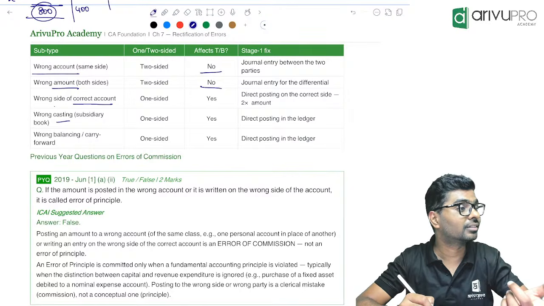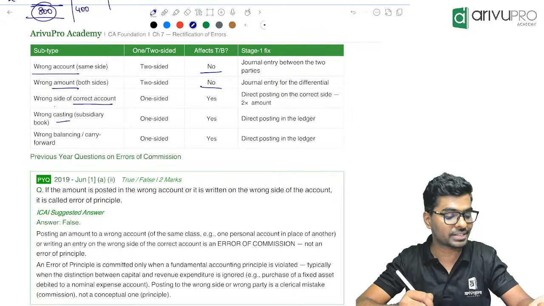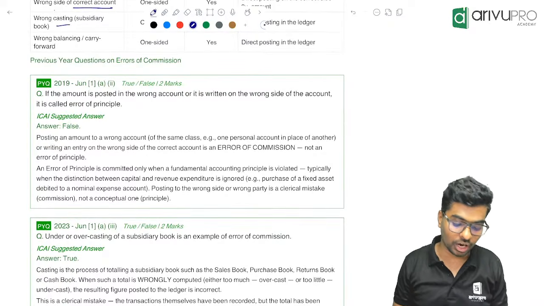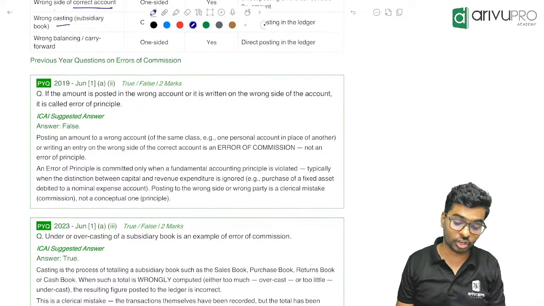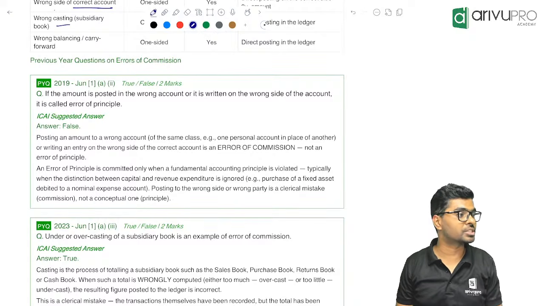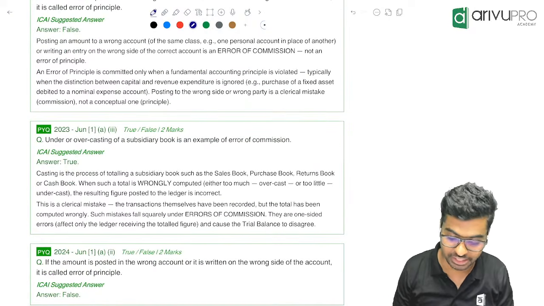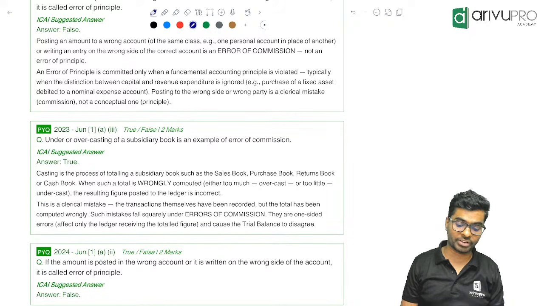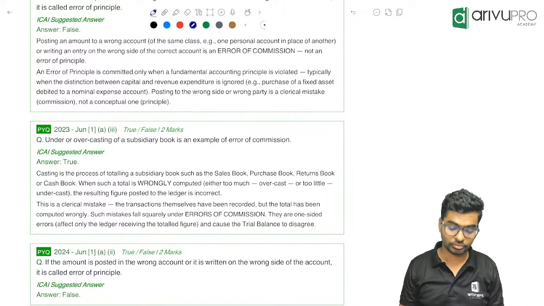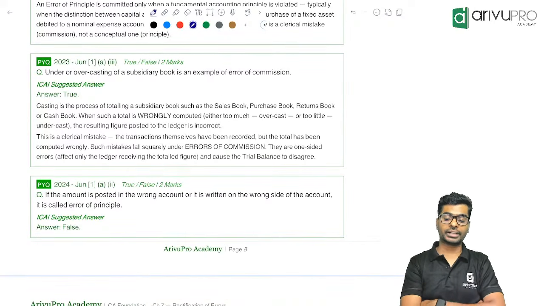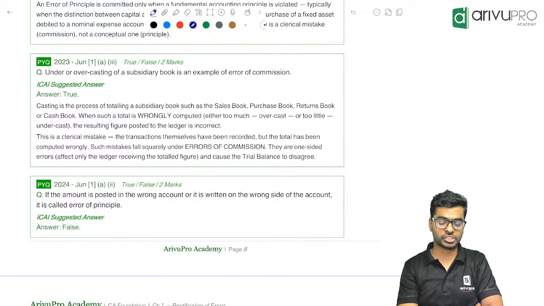Wrong casting, overcasting or undercasting. Then wrong balancing. If the amount is posted in the wrong account or it is written on the wrong side of the account, it is called an error of principle. Undercasting or overcasting of a subsidiary book is an example of error of commission. If the amount is posted in the wrong account or written on the wrong side of the account, it is called an error of principle.